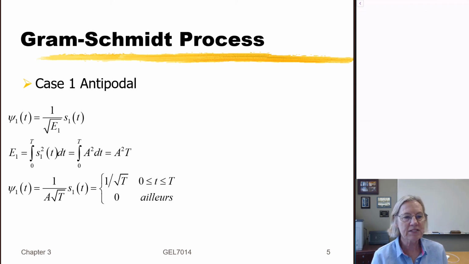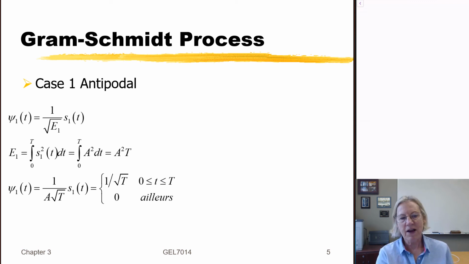So in order to normalize it, we calculate the energy in this first symbol. And it's quite simple because it's a square wave, so it's just the integral from 0 to T of a constant, A squared, and that gives us A squared times T. If I want to normalize this to make it unit energy, that means I will be dividing by the square root of this energy, and C1, the first basis vector, is just given by 1 over the square root of T for the interval from 0 to capital T, and it's 0 elsewhere.